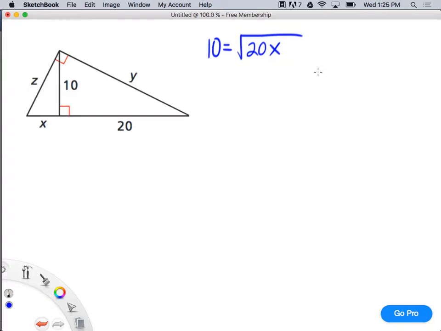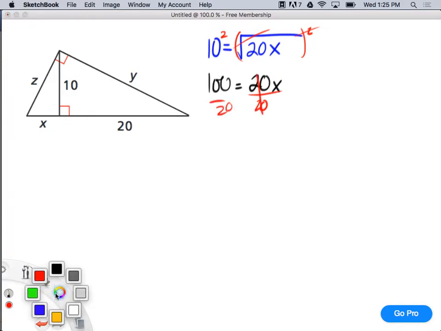So now what do I have to do to solve for x? I have to square both sides. I've got to get rid of that square root, and the only way to do that is to square both sides. So I get 10 squared, which is 100, equals 20x, since the square root cancels with the square. What do I do now? Divide by 20. Good. And I get that x equals 5. So there you go. So this is 5.